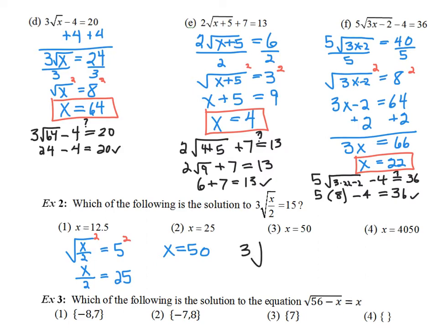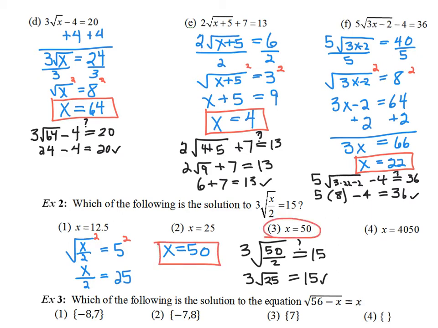So 3 times the square root of 50 divided by 2, does that equal 15? 3 times the square root of 25, square root of 25 is 5. 5 times 3 does equal 15. So my solution is x equals 50, and I'm going to choose choice number 3.